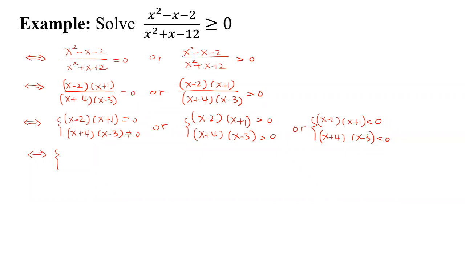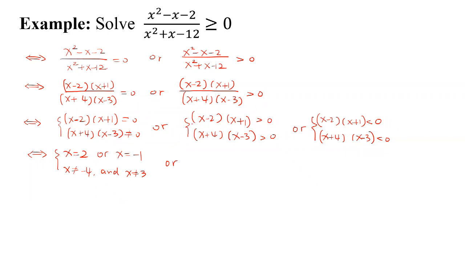Okay, next, for this equation, (x minus 2)(x plus 1) equals 0. This is equivalent to x equals 2 or x equals minus 1, right? And for the second part, x cannot be minus 4 and x cannot be 3, right? Or, okay, let's solve the first inequality.